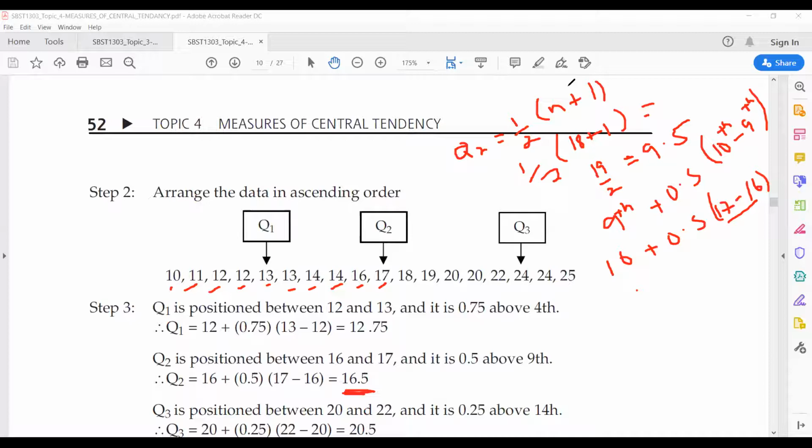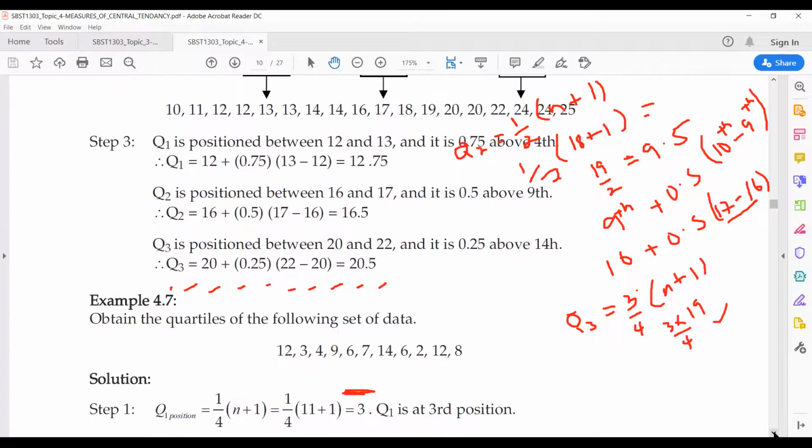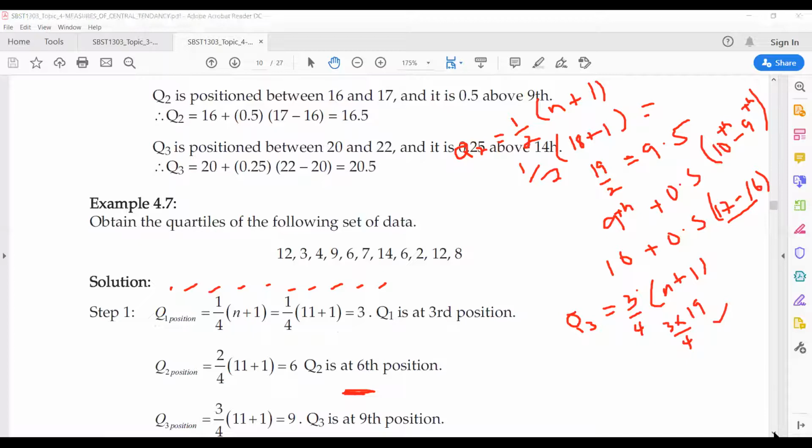I'll leave the third quartile for you to try. That will be Q3. Q3 will be 3 over 4 times N plus 1. When you do the calculation, N is 18, so it will be 19, 3 times 19 over 4. I think you can do that. I'll leave that for you to handle. Okay, so let's move on, unless there is a question to be asked. If you have any question, you can ask.